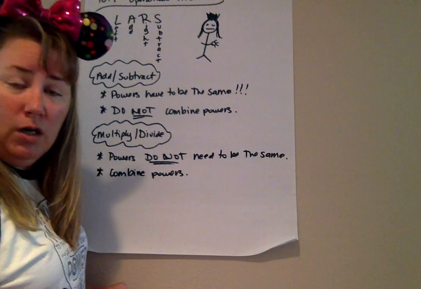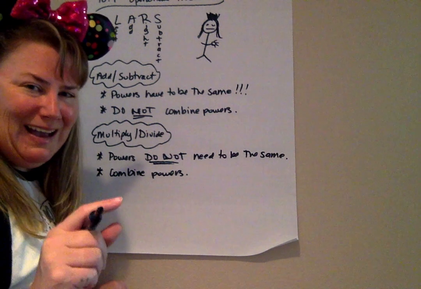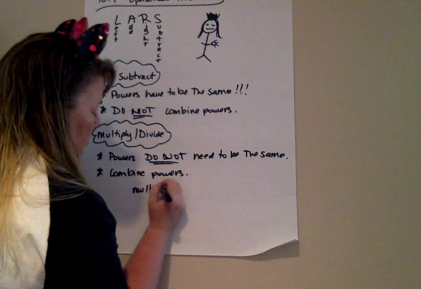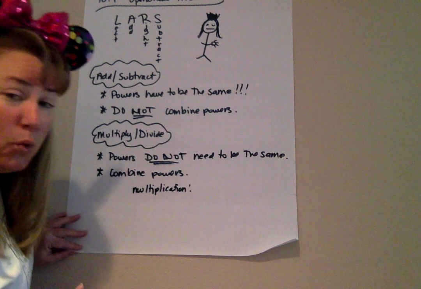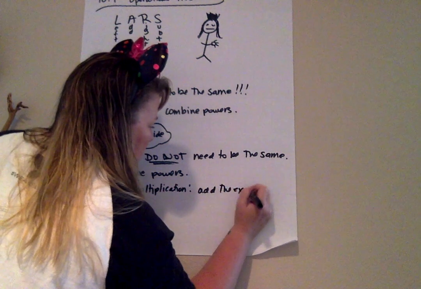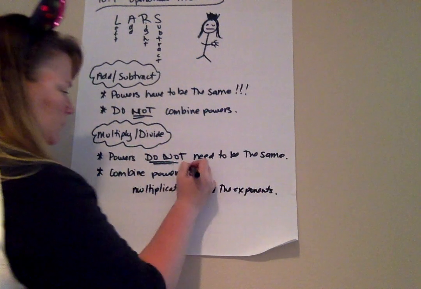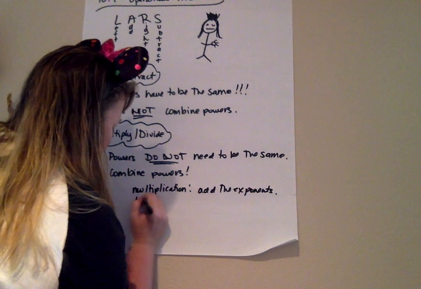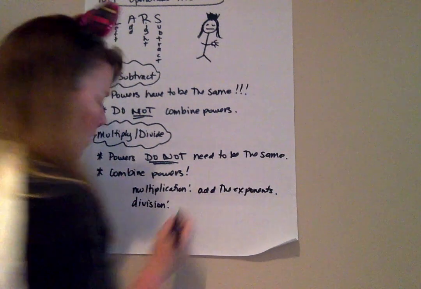Okay? So when you are multiplying problems that are in scientific notation, you are going to add those exponents. Okay? Multiplication. So if it's a multiplication problem, add the exponents. Okay? If it's a division problem, you're going to subtract your powers.